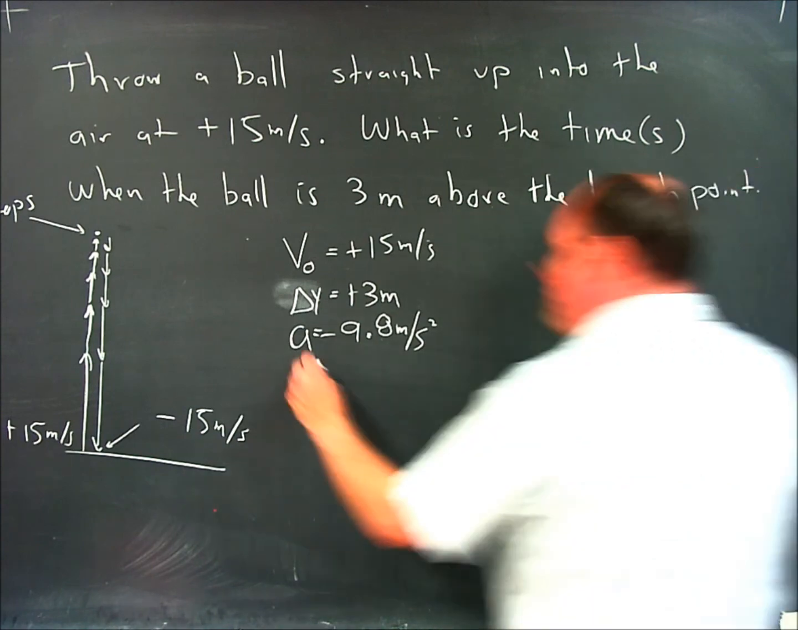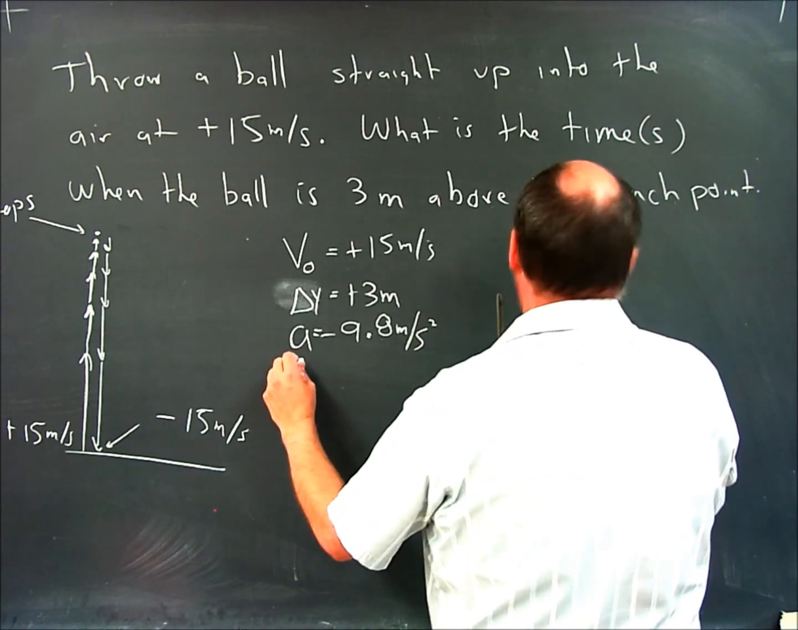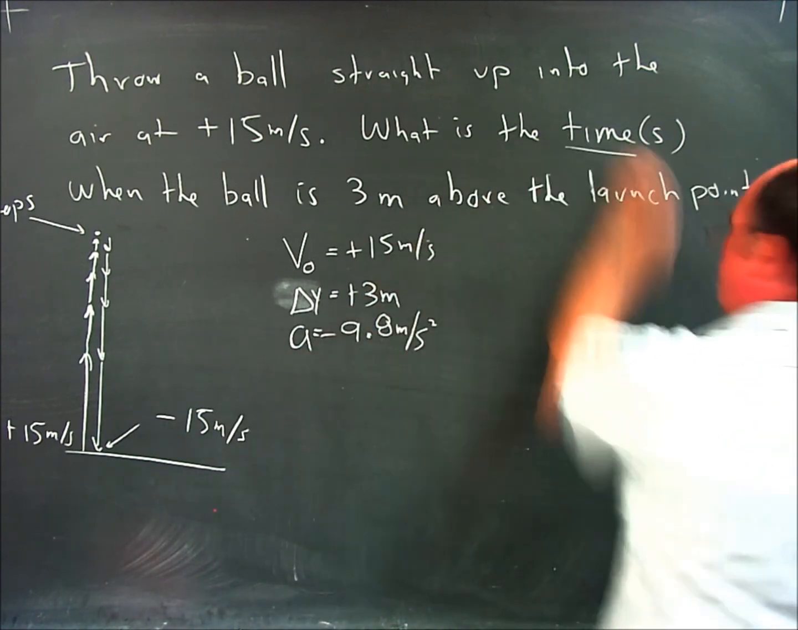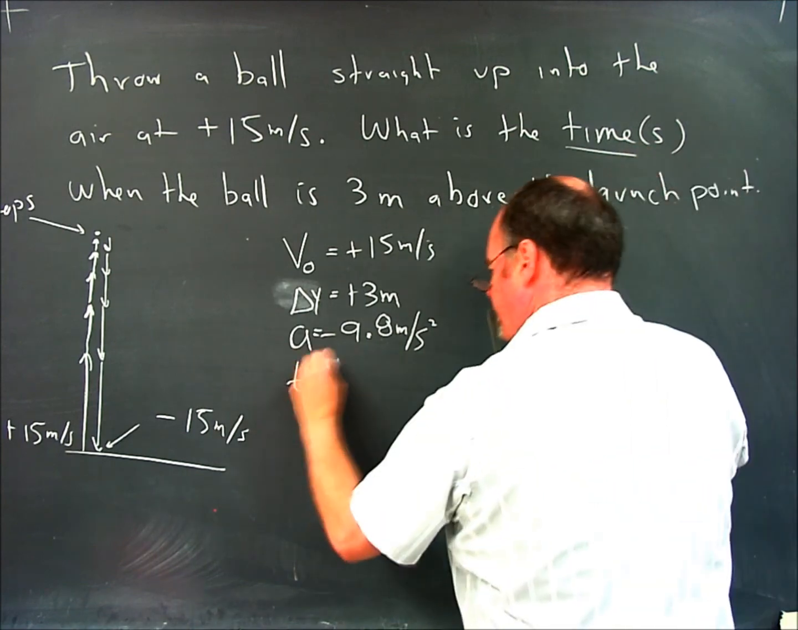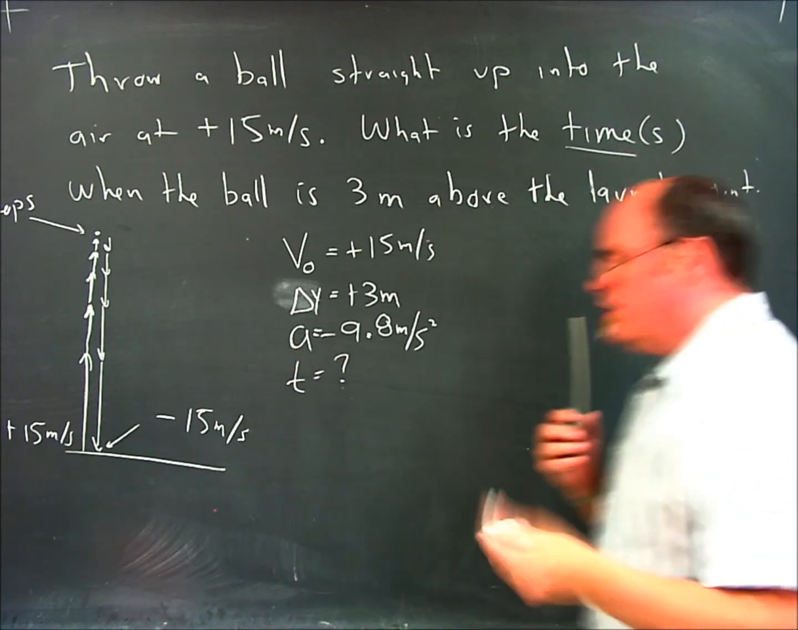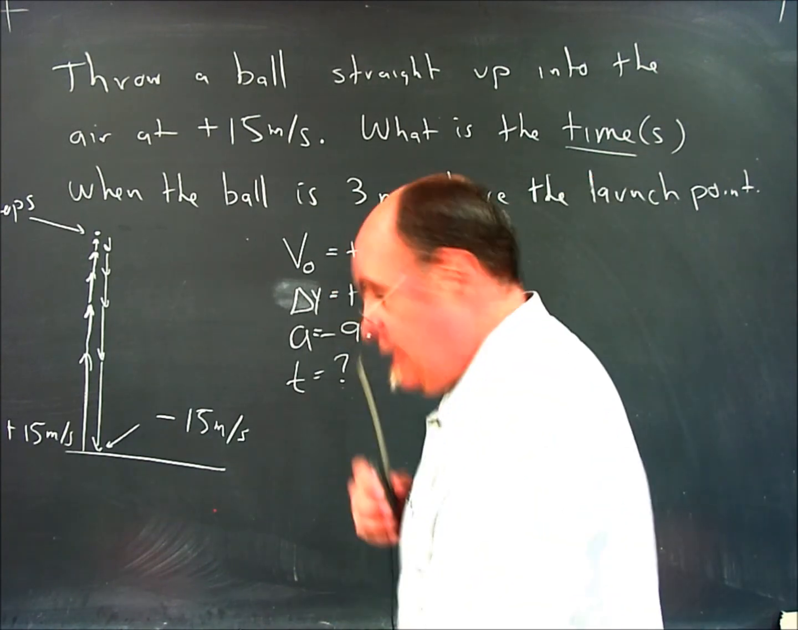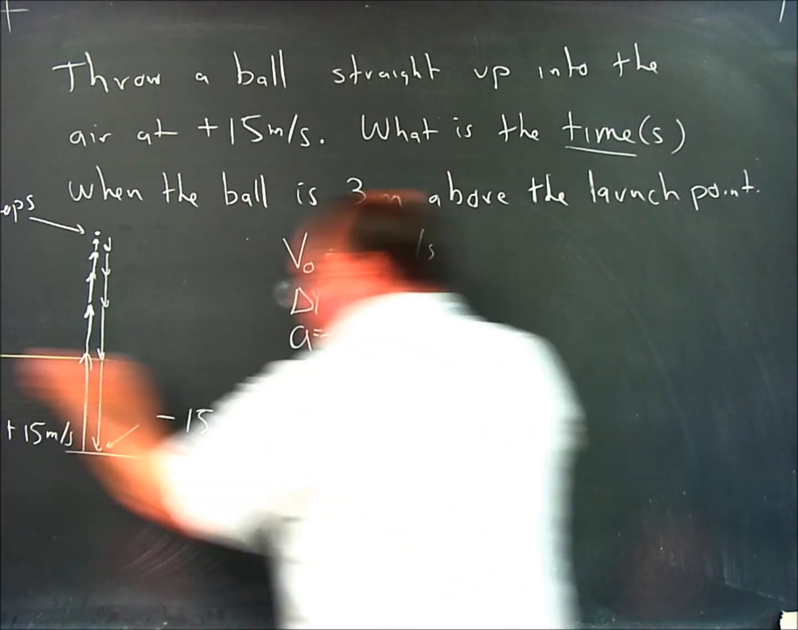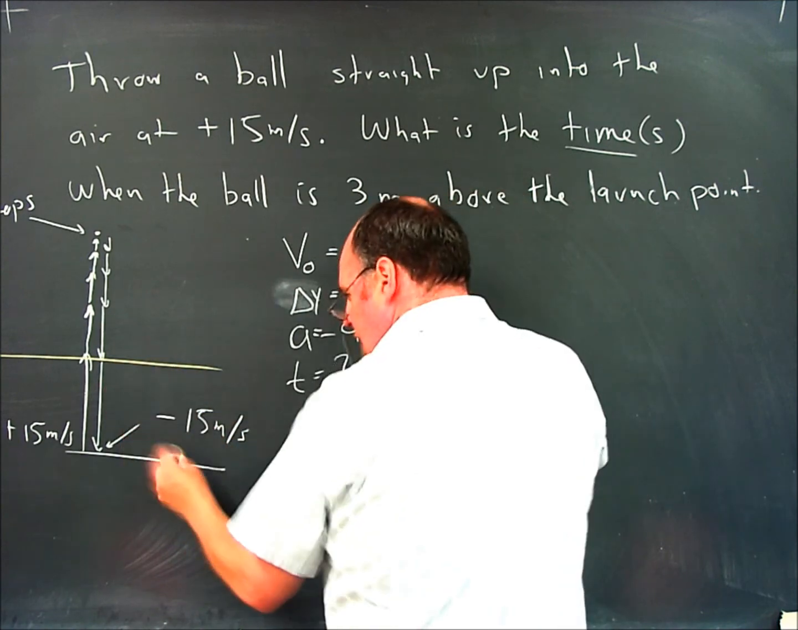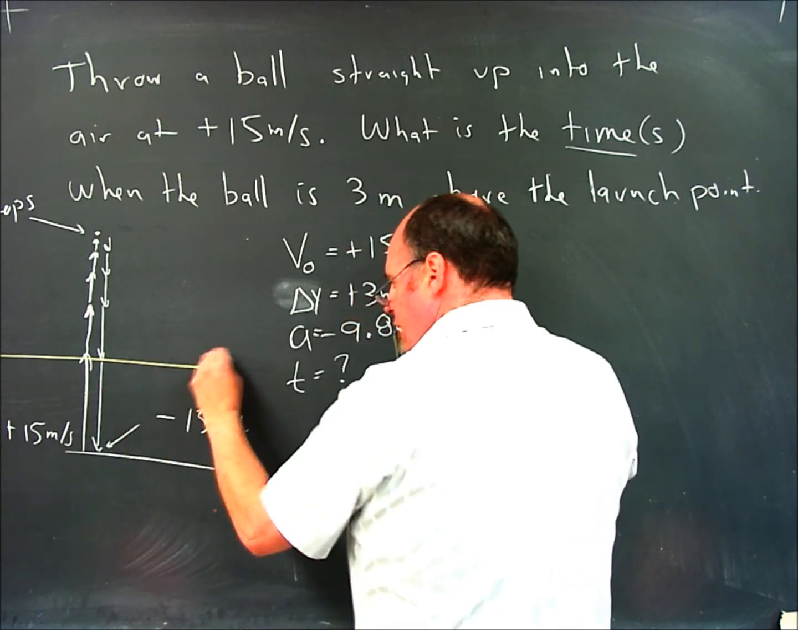So if I'm trying to find time, if I'm trying to find at what time the ball is going to be 3 meters. Okay, so I'm just going to randomly place a line on the board here. It might not be to scale, but let's just say this is right now at a height of 3 meters above the ground.